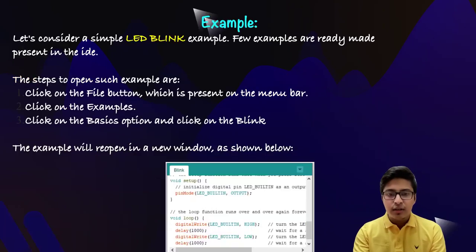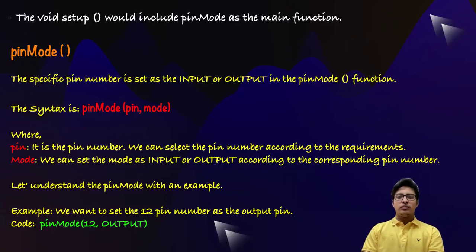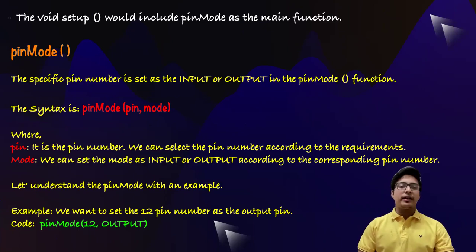What do you mean by pin and mode? Look at it very carefully. Pin mode. Inside the parenthesis, we have written the pin. What is the pin? LED built-in, that means D13. And what is the mode? Output. So we have written the pin and the mode. Understood? This is how the syntax is. This is how we write.